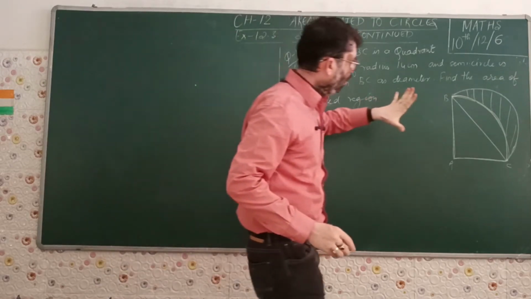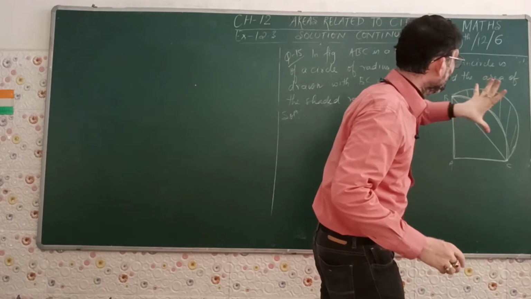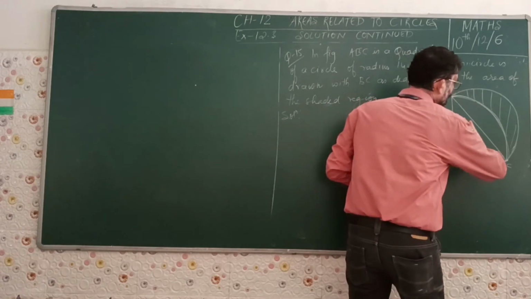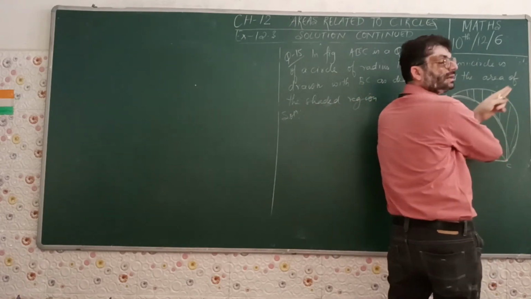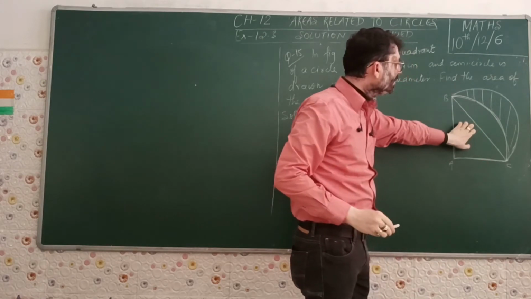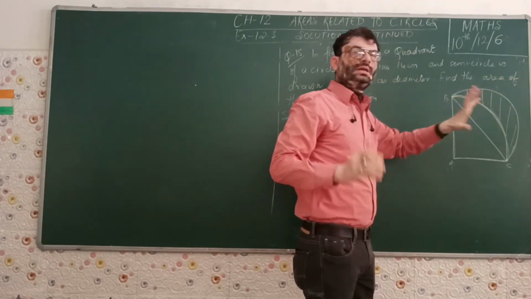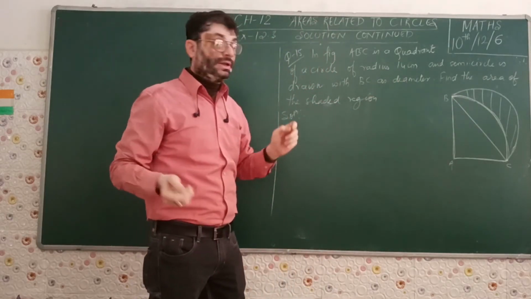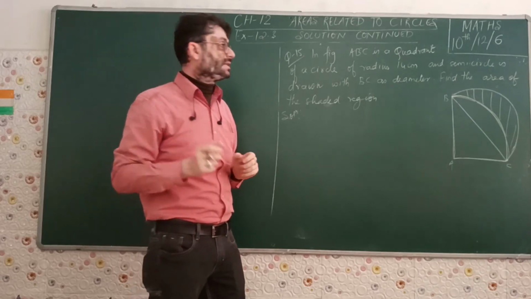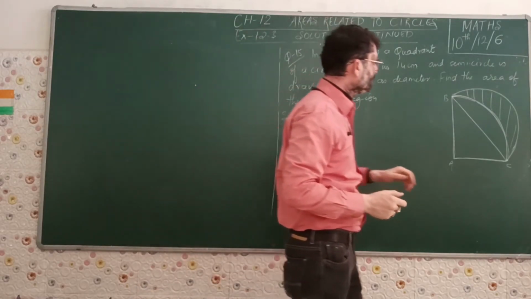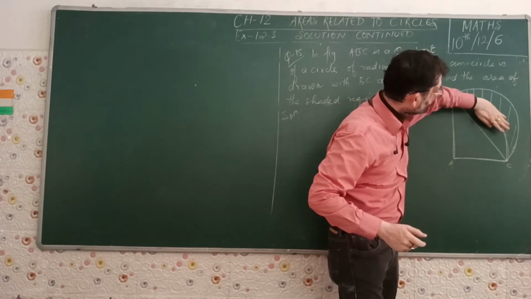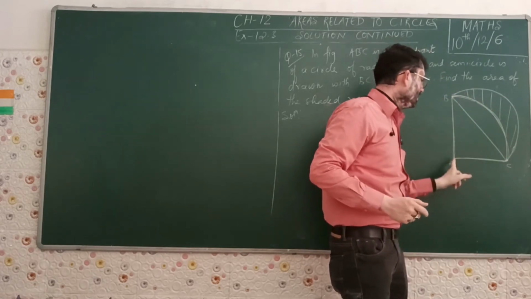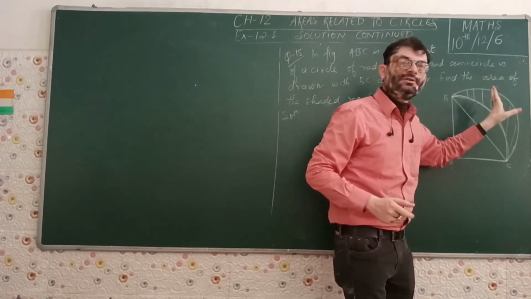Now, if you see the whole figure, if you need to find the area of the whole figure, then what you have to do is take the area of the triangle and the area of the semicircle. If you add the area of the triangle with the area of the semicircle, you get the area of the whole figure. And if you subtract the area of the quadrant from the whole, you get the area of the shaded region.